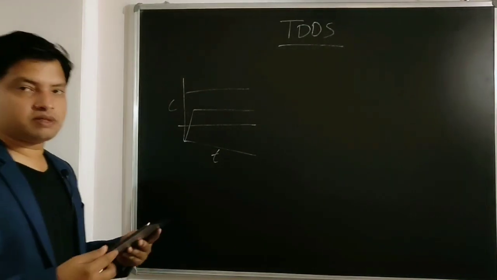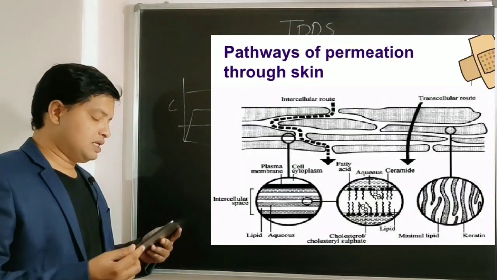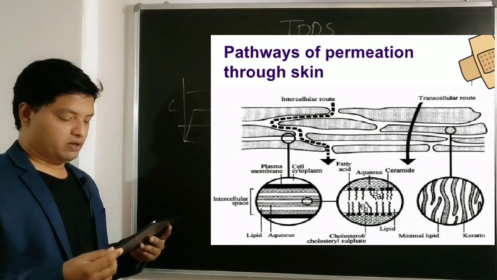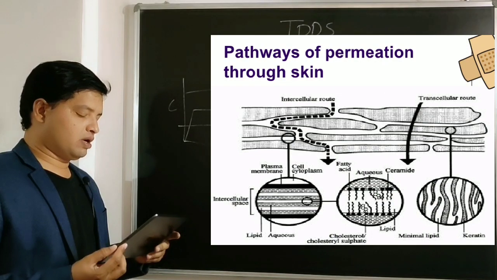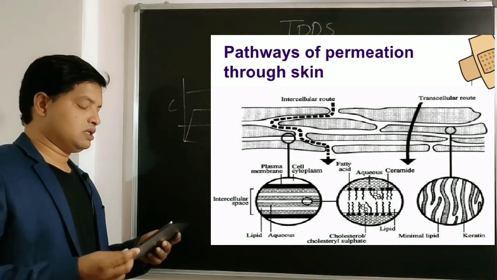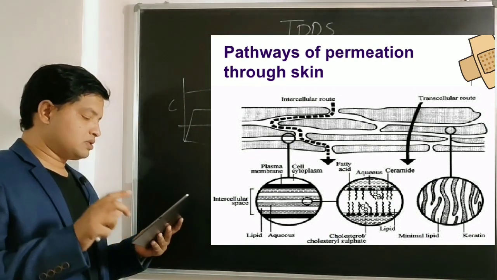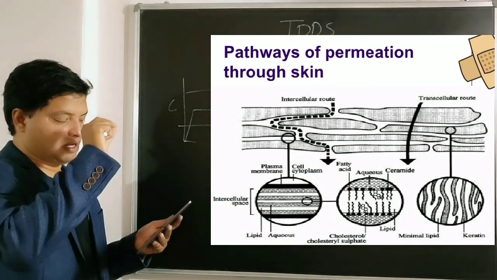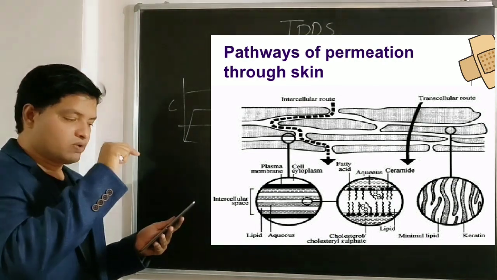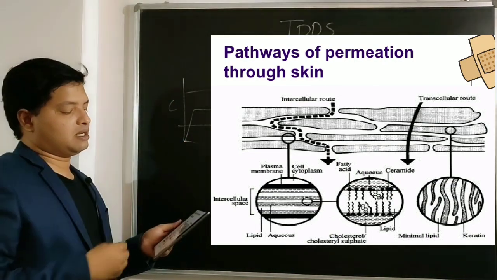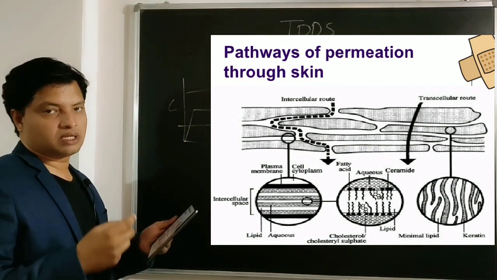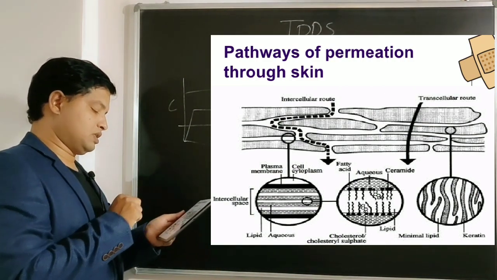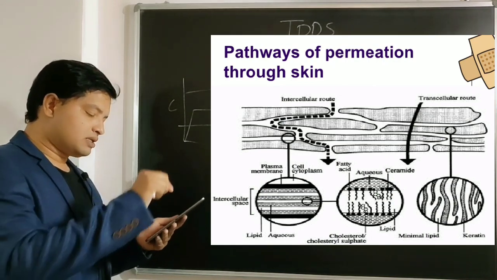Okay, we see how the drug permeates through the skin. Drug absorption can occur in three ways: transepidermal absorption, transfollicular absorption, then we have clearance by local circulation. You can see in this diagram we have the intercellular route, the first one. Between the cells the drug is going to pass. On the other side we have the transcellular route, that is within the cell. So the drug can permeate through these two processes, intercellular and transcellular.